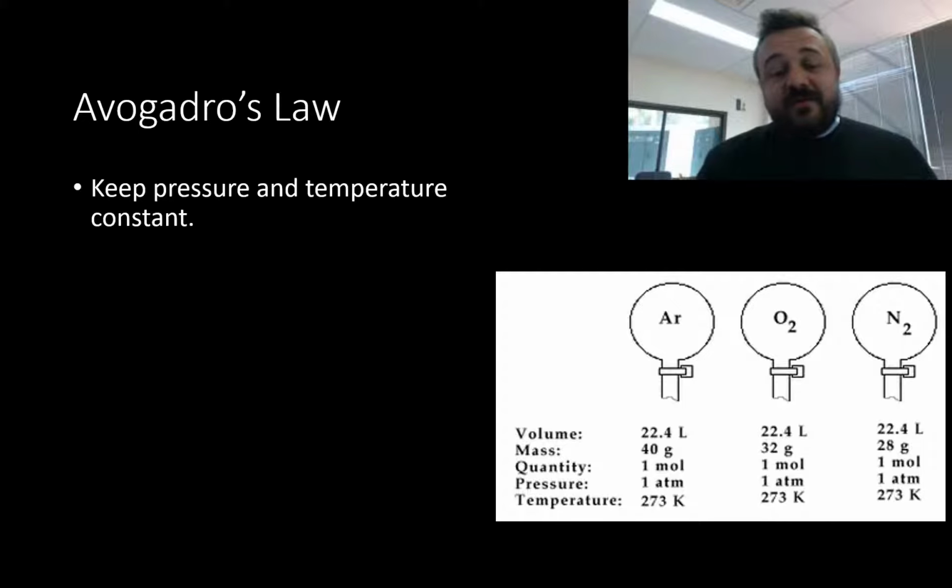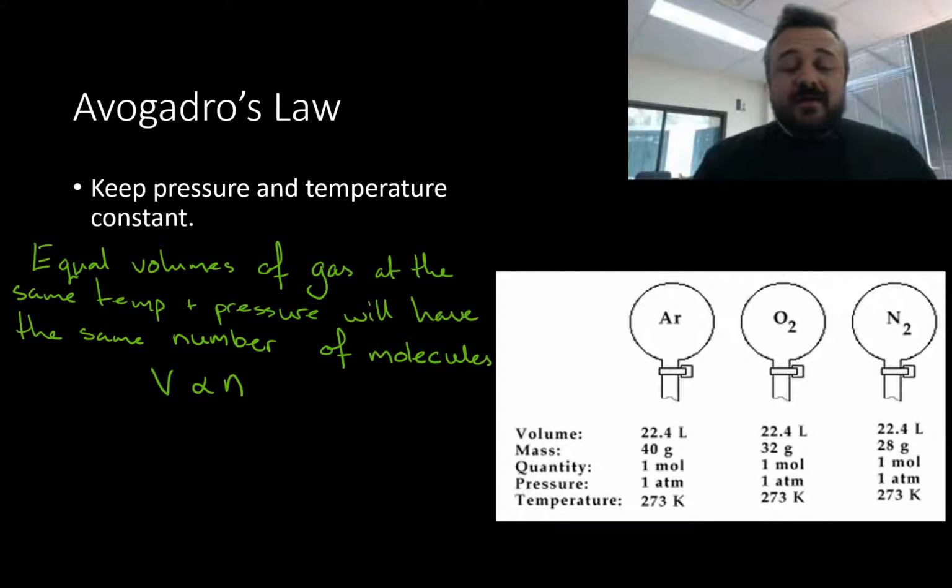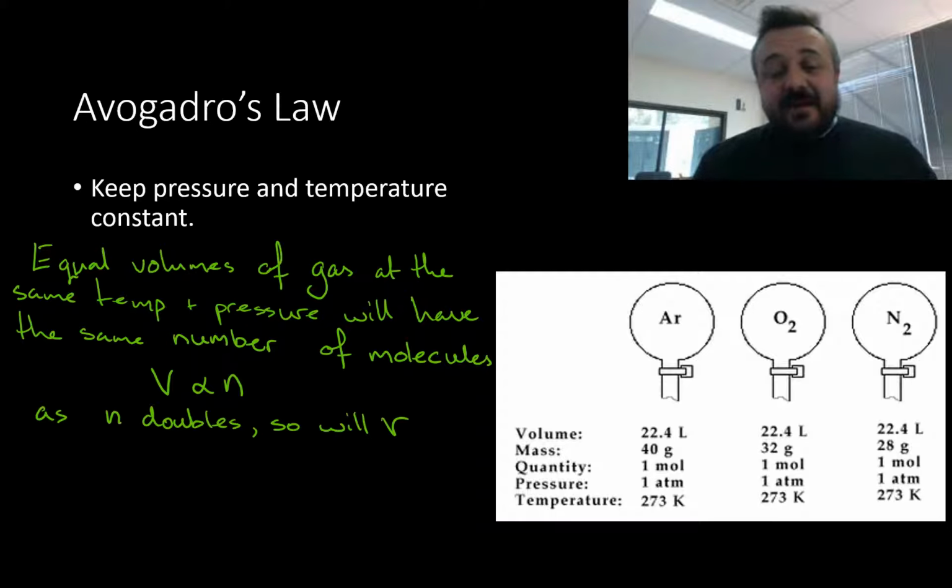And then we come to Avogadro's Law. In this one, we're keeping pressure and temperature constant. In other words, this law tells us that equal volumes of a gas at the same temperature and pressure will have the same number of molecules. Therefore, volume is proportional to n. So, as n, or moles, doubles, the volume will double. And we see this with the equation V1 over n1 equals V2 over n2. It doesn't say the 2s are the ones there on the ends, but it should.